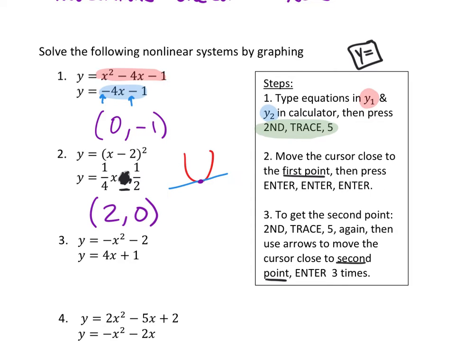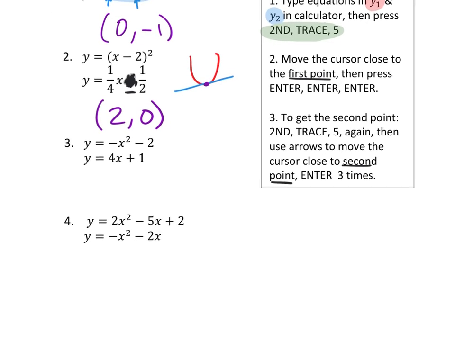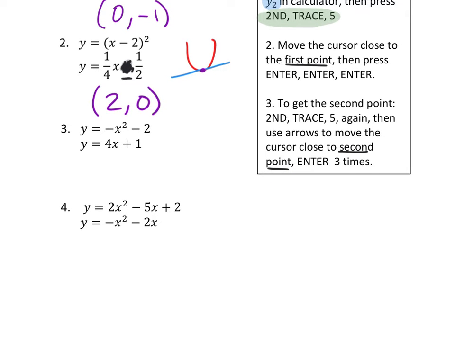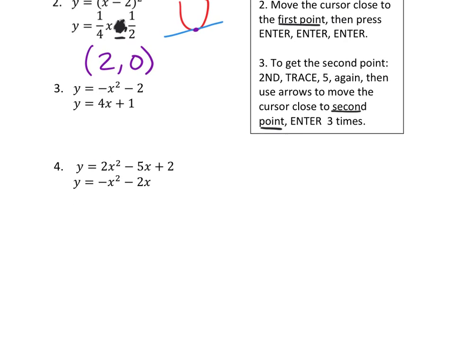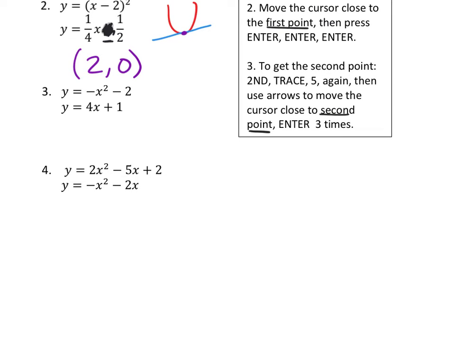Yeah, my bad, typo. All right, so the next 2 are for you. I want you to prove to me that we know how to do this. I want you to find the solutions or the solution to number 3 and number 4. You got this. I'll give you 2 minutes. I think 2 minutes is plenty.